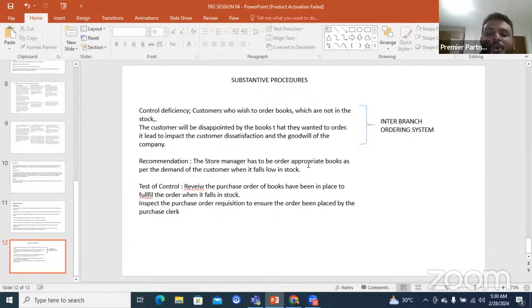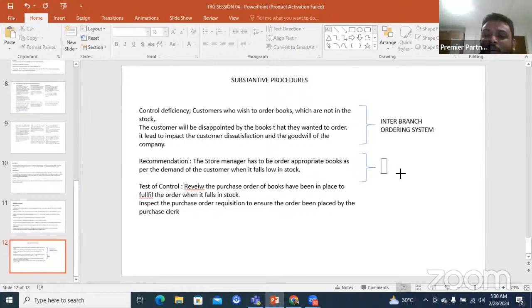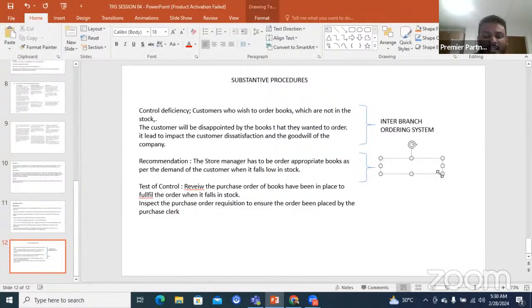The store manager has to order appropriate books as per the demand. So here, the recommendation is that there should be inter-branch ordering, or I can say inter-branch connectivity, that should be there.